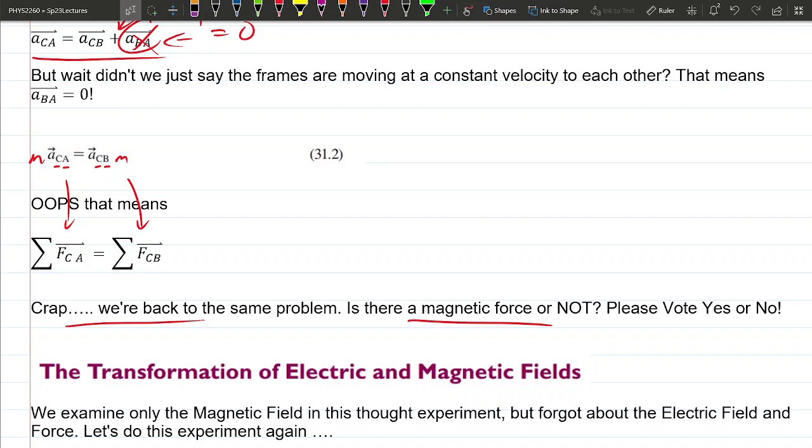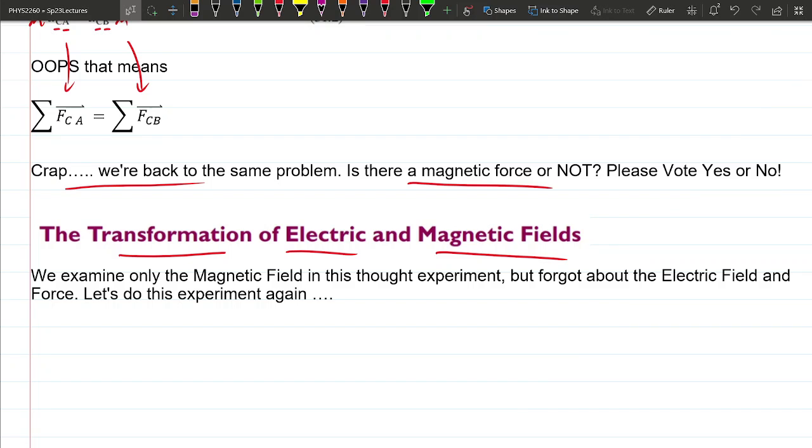There's something more than the magnetic field. What is the other field we've been talking about? Electric field, right? So somehow, just by changing from one reference frame to another, we're actually able to create an electric field. And this is known as the transformation between electric and magnetic fields. So maybe my scrolling already gave it away.